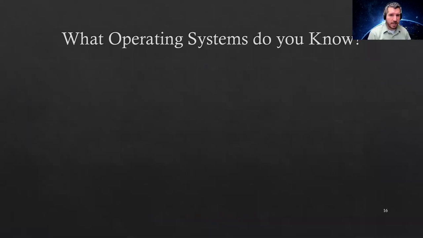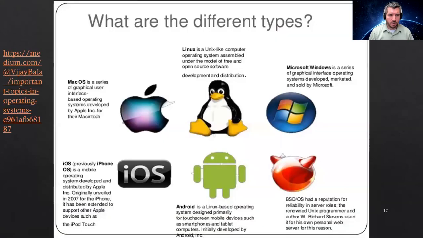So I just want you to take a second and think about what operating systems you know. Go ahead and pause the video and take a couple seconds and think about that. Okay, so hopefully you thought of a couple operating systems. I mentioned some when I was going through some of those processes. This is a decent image. It has a lot of different operating systems on there. Probably the two biggest ones for desktop or laptop computers would be the Mac OS and the Microsoft Windows. And then for smartphones, the ones you've probably heard of are iOS and Android.